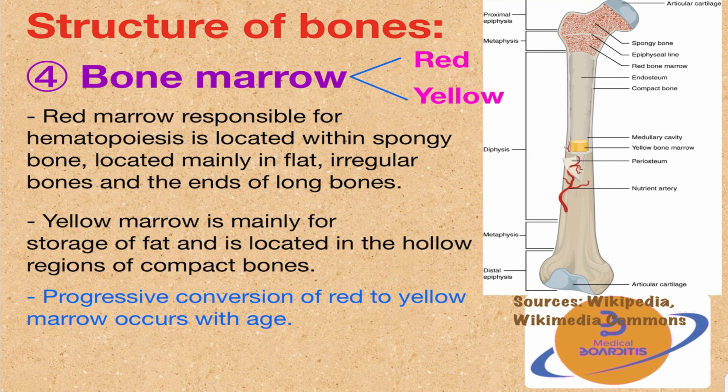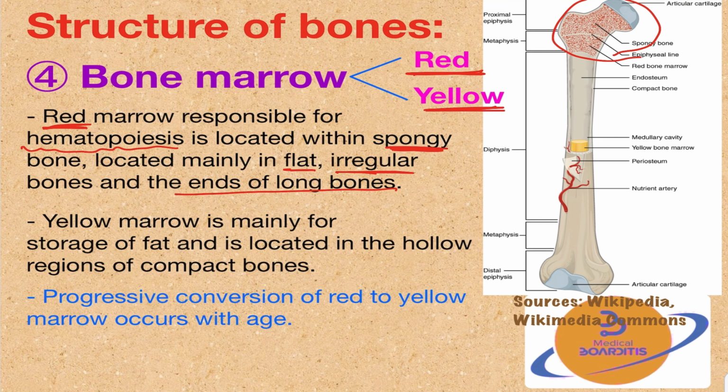Next structure is the bone marrow. We have two types of bone marrow. We have the red bone marrow and we have the yellow bone marrow. The red bone marrow is responsible for hematopoiesis, which is the production of blood cells like red blood cells, white blood cells, platelets, and lymphocytes. And it's mainly located within the spongy bone. This spongy bone itself is mainly located within flat, irregular, and small bones, and it's also located at the end of long bones. Like here, this is called the epiphysis of long bones.